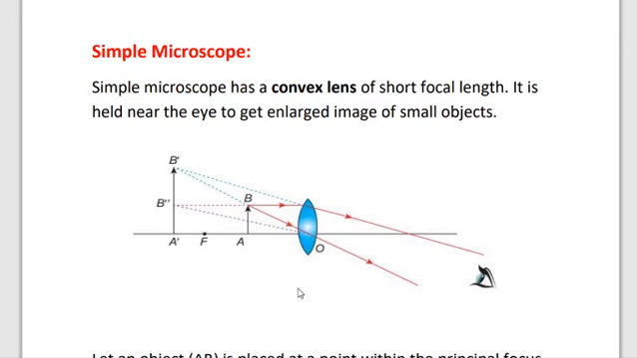A simple microscope has a convex lens of short focal length. It is held near the eye to get an enlarged image. Enlarged means it is a magnified image of small objects. Animal or plant cells are very small, so we can see them in enlarged mode with the help of this simple microscope.